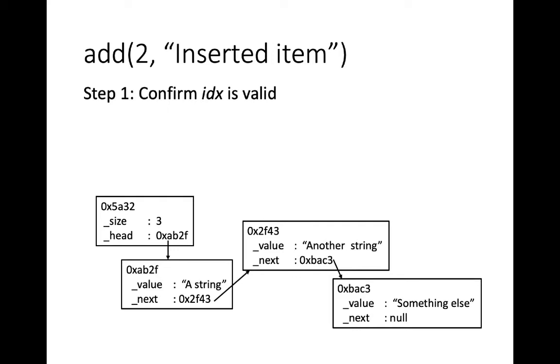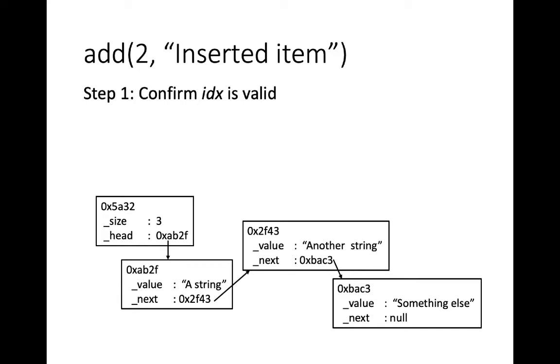That's a string, that's index 0. Another string, that's index 1. Something else, that's index 2. If I'm inserting an item at 2, that means I'm trying to put it at 2, which means I want something else to now be 3, this new node to be 2, right? And to put it in between another string and something else, okay?